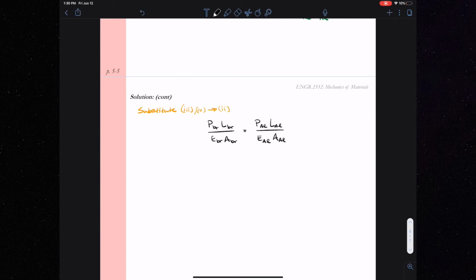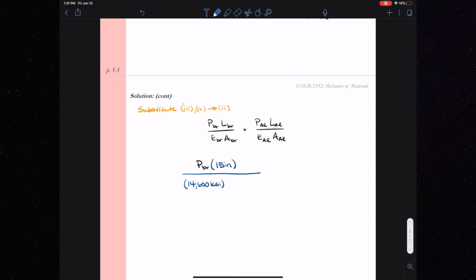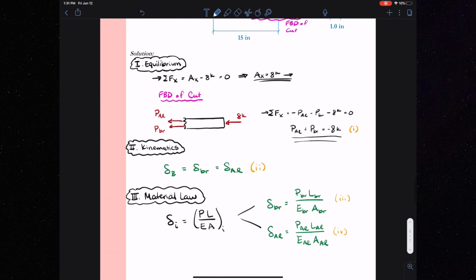And this will allow me to establish a relationship between P brass and P aluminum. Okay, and so all we're doing is creating two ratios, and how am I going to figure out how much P brass is relative to P aluminum? Well, it all has to depend on the lengths, the modulus of elasticity, and the areas of each of the members. And those three things, the length, the modulus of elasticity, and the area, will determine what proportion the brass and the aluminum will share the applied load.